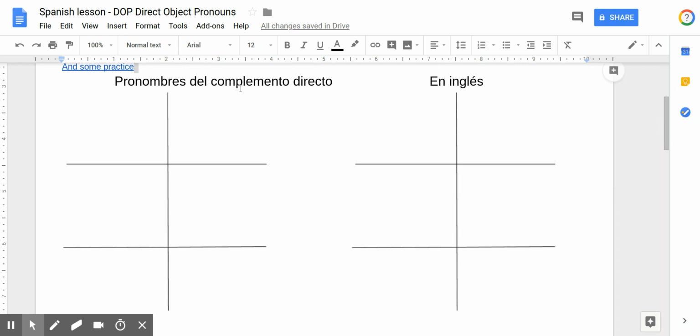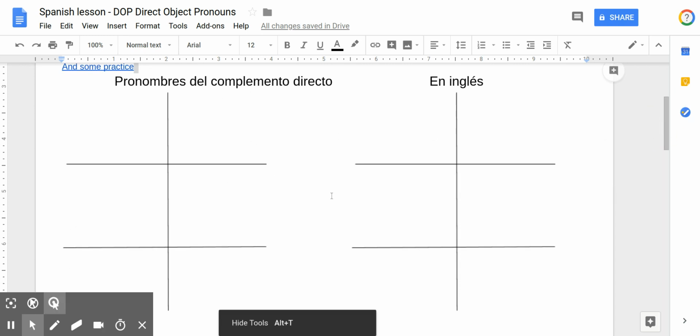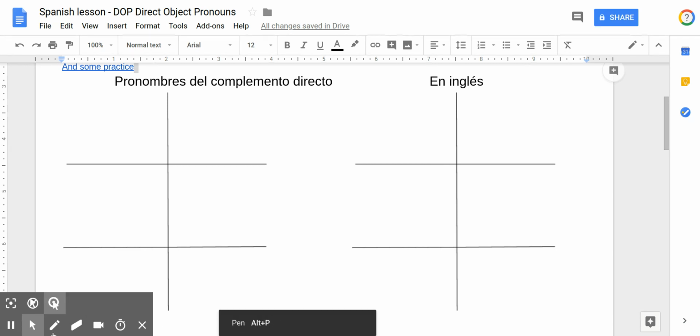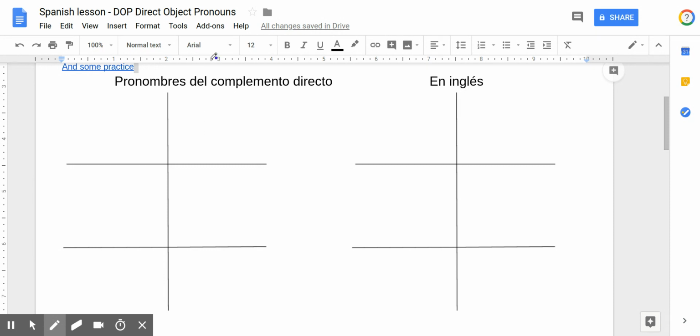Okay, so let's start with over here on the left. I'm going to give you your direct object pronouns in Spanish, and then on the right I'll put them in English for you. The words that I'm writing on the screen will not save on the document, so when you guys go to open this document up, it's going to look blank like this. So if you want to take notes on it, that might be a good idea.